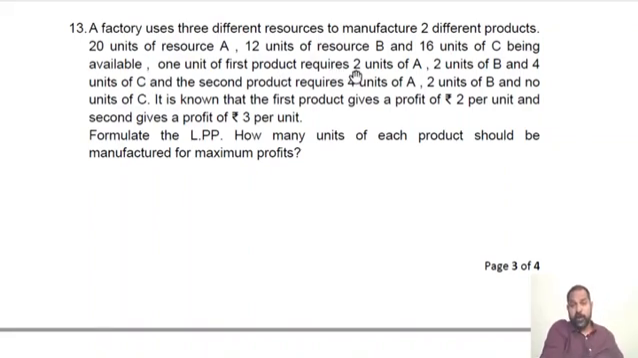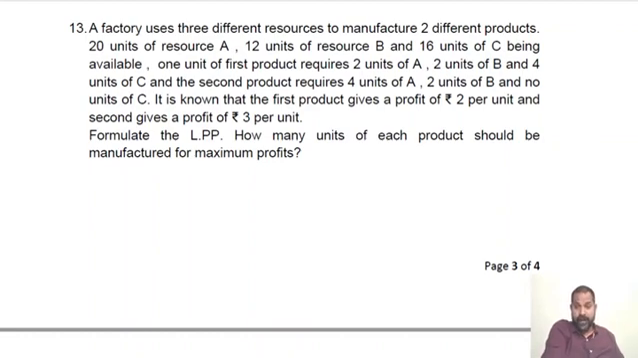1 unit of the first product requires 2 units of A, 2 units of B, and 4 units of C. And the second product requires 4 units of A, 2 units of B, and no units of C. If it is known that the first product gives a profit of 2 units and the second gives a profit of 3 units, formulate the LPP. How many units of each must be produced to maximize the profit?